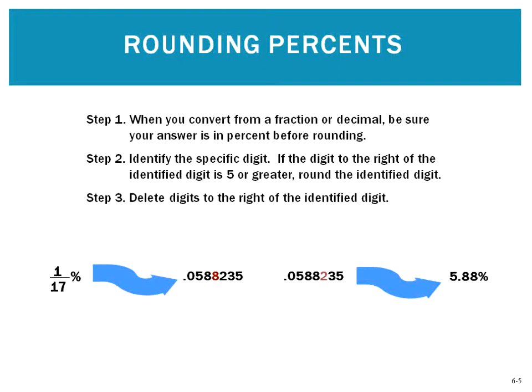4 or less, just ignore. 5 or more, add 1 more. So 2, is it 4 or less or 5 or more? It's 4 or less. So we just ignore anything to the right of our identified digit, which was the 8. Right? And since we ignore it, we don't add anything to it, we just leave it as it is. We ignore everything else. So it becomes 0.0588. All right? We get rid of it.